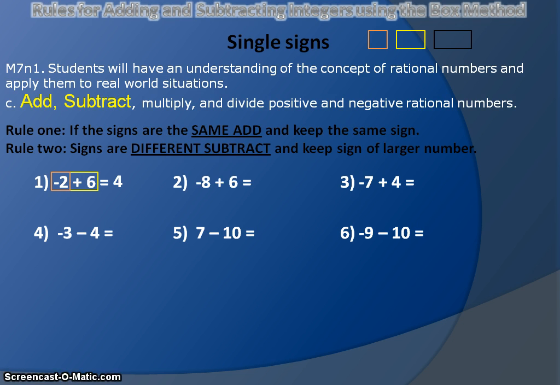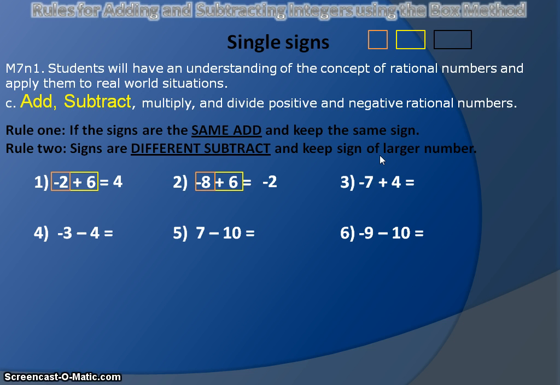As we go through number 2, we have -8 plus 6. One box around -8, and our plus 6 now becomes +6. Again, our signs are different, so we look at rule 2, different, subtract. Well, 8 minus 6 is 2. And then we keep the sign of the larger number, which is 8 and is negative. So our answer ends up being -2.